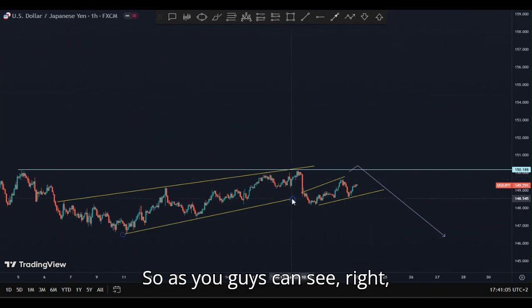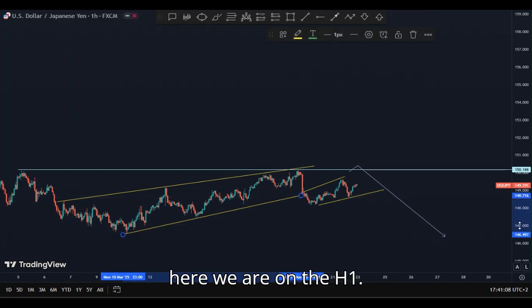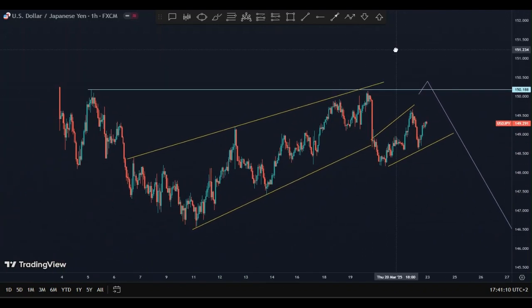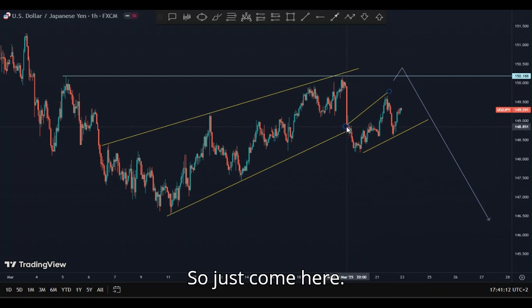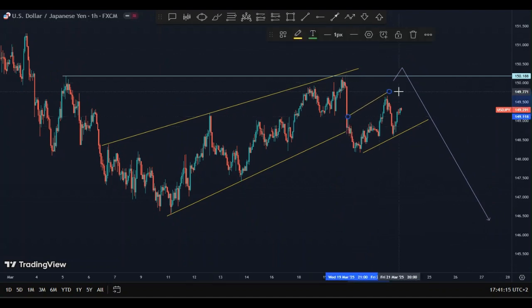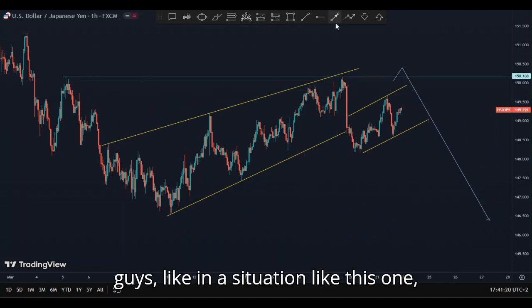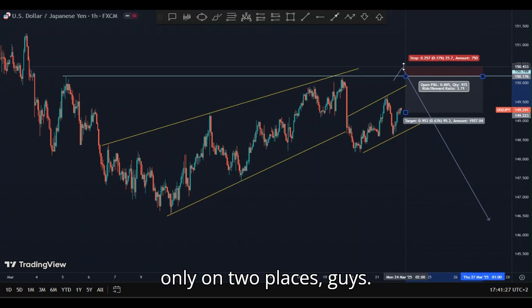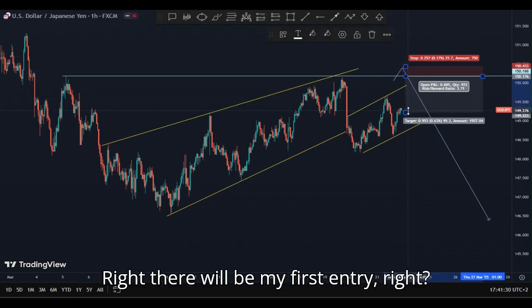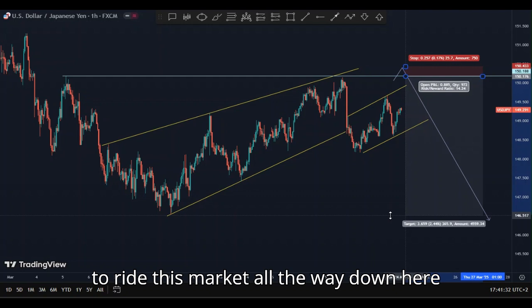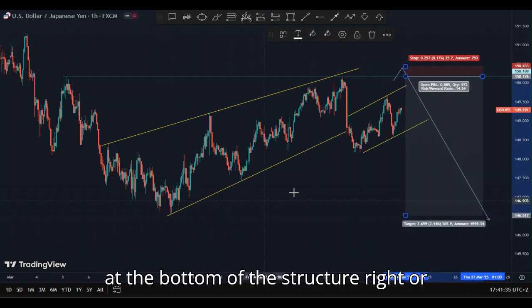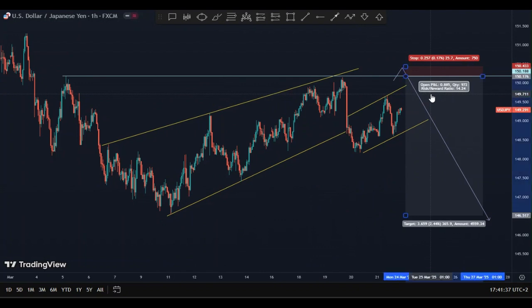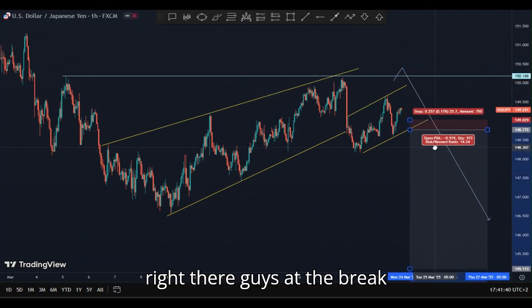So as you guys can see, here we are on the H1. So just to come here. So guys, in a situation like this one, I'll be expecting to take entries only in two places. Right there will be my first entry, to ride this market all the way down here at the bottom of the structure, or right there at the break.